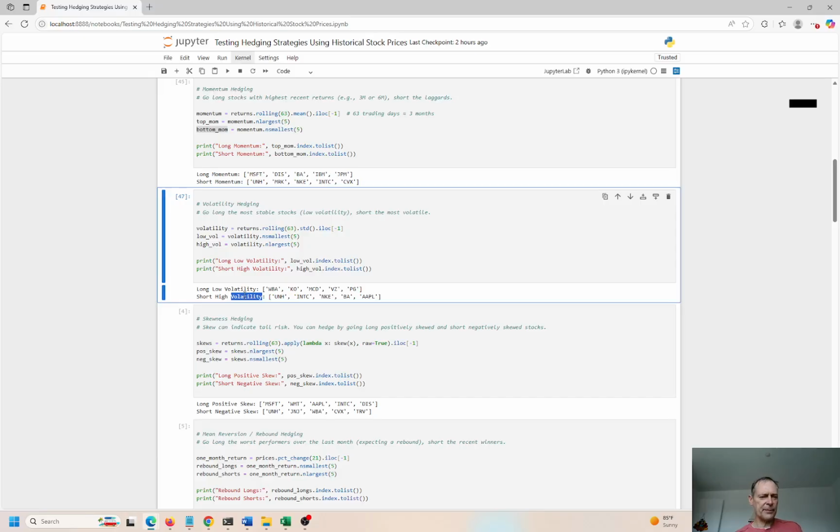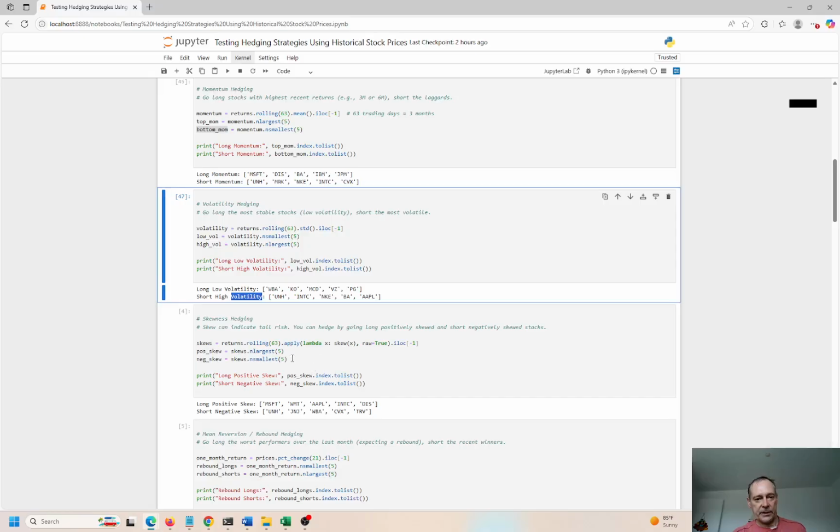Now, you can make the argument maybe you want to trade on vol. If that's your thing, that's okay. I think for most people, they don't want a lot of vol. They want something that's predictable and repeatable. So usually you go long the smaller volatility and short the higher volatility, okay?